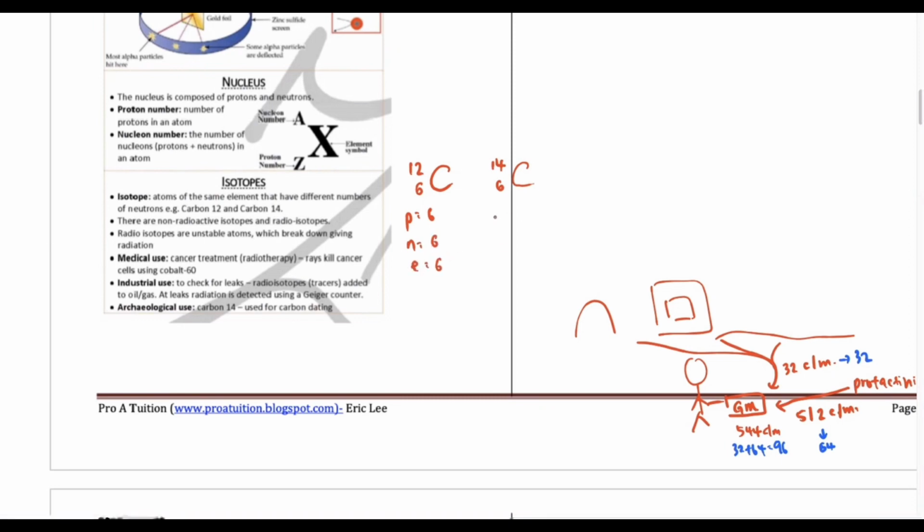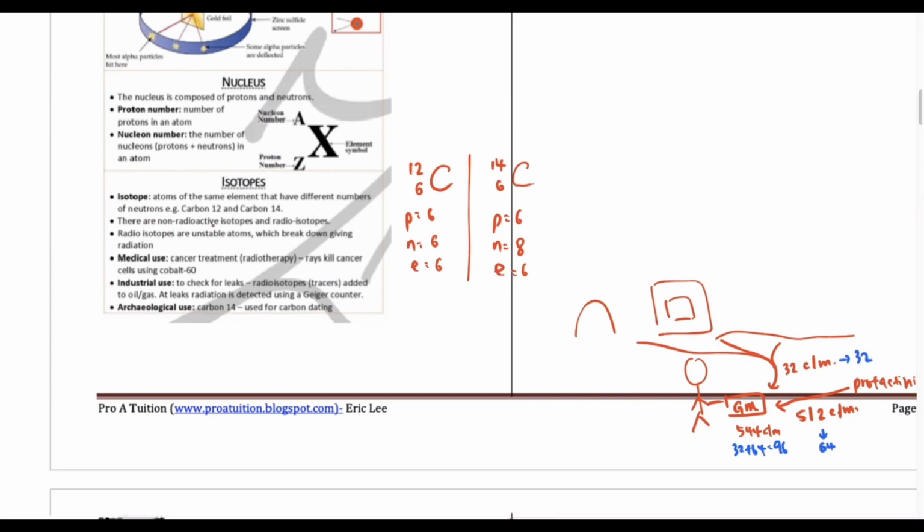For this, 6 protons, because of the proton number. Neutrons, you take 14 minus 6, and you get 8. Electrons, same as the protons, 6. So from here, you see isotopes have the same proton number, but a different number of neutrons.